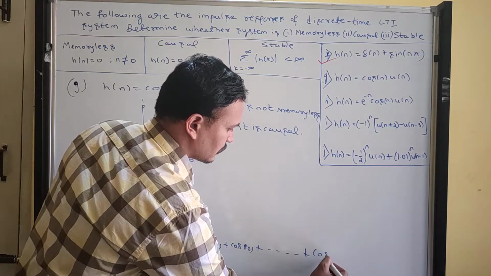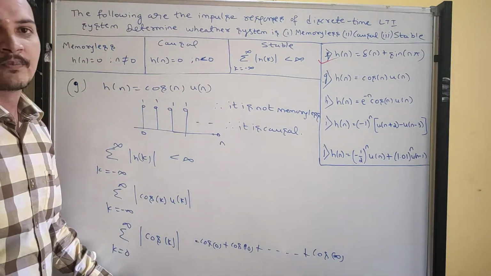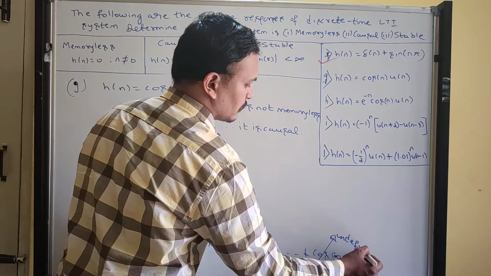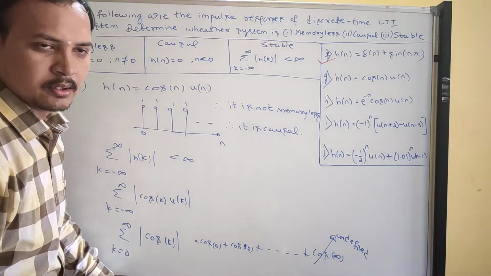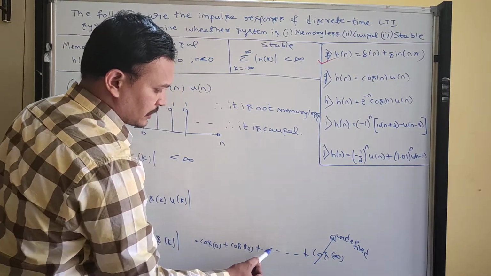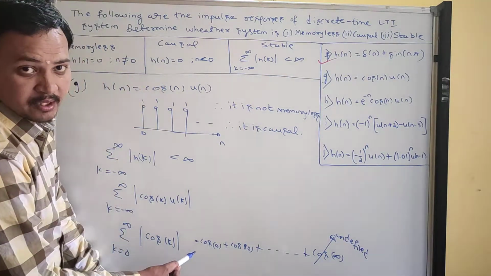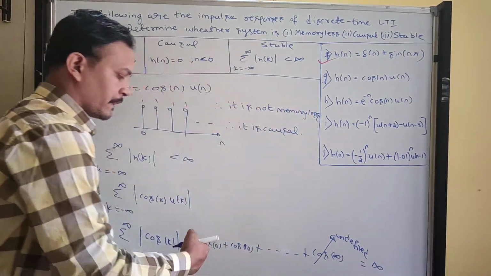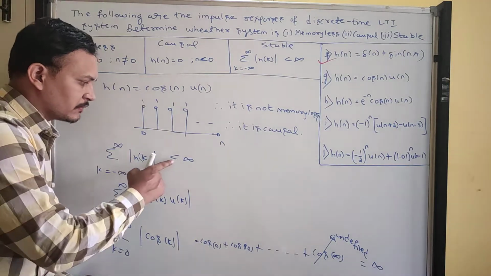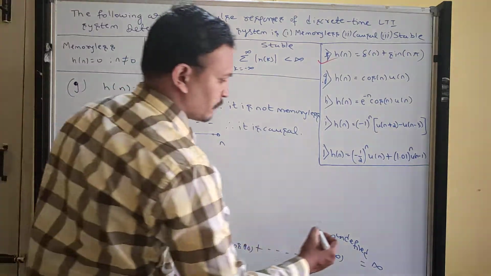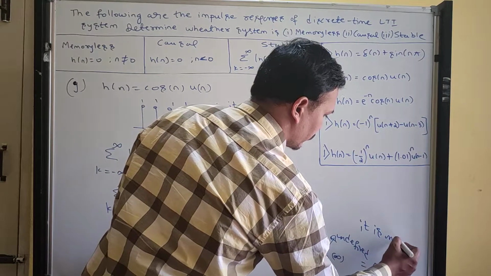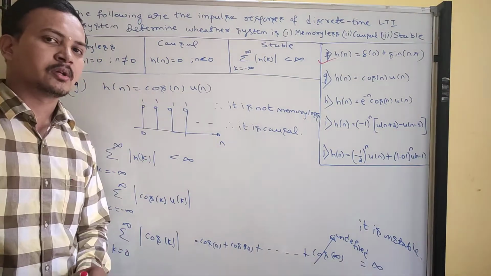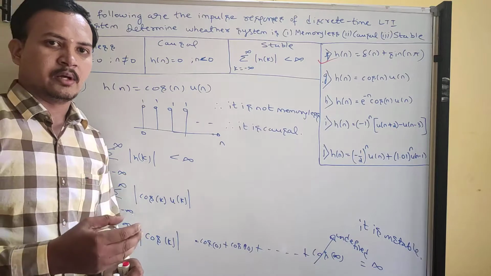Finally, by continuing to substitute like this, at the end you can write cos infinity. Cos of infinity is undefined; its value we don't know. Maybe infinity. Since all the other terms have finite values, finite values plus undefined, we can conclude its value may be infinity. So the summation is not less than infinity. Therefore it is unstable.